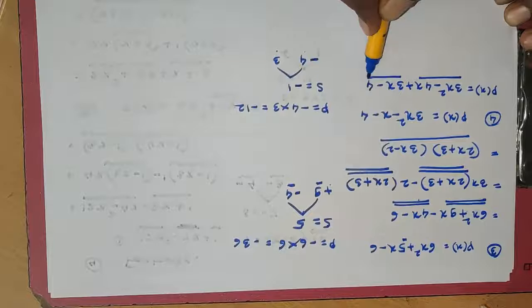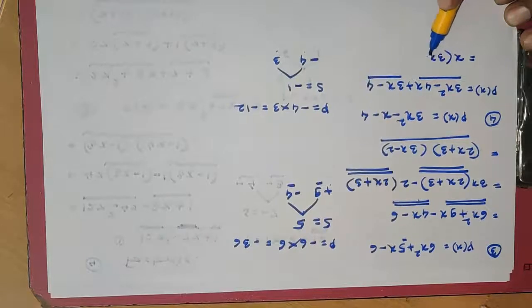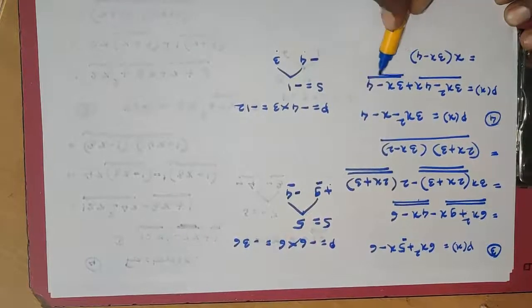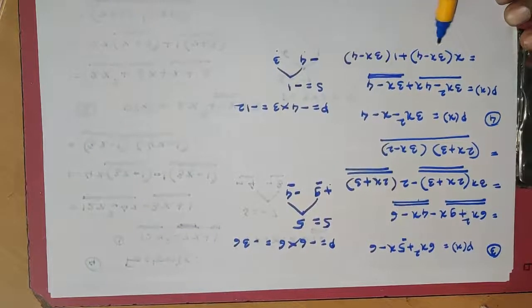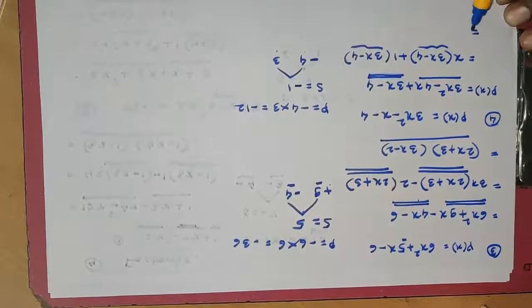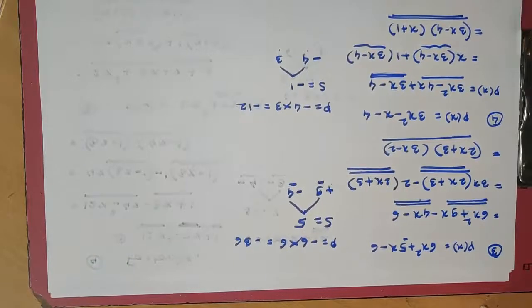First two terms one group, next two terms one group. From the first two terms x can be taken common. In the bracket left 3x minus 4. Here in the two numbers nothing is there to take common, so 1 will be taken common, 3x minus 4. Now 3x minus 4 will be common. Another bracket is x plus 1. So we can get the factors like 3x minus 4 and x plus 1.